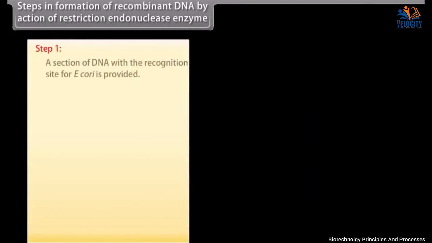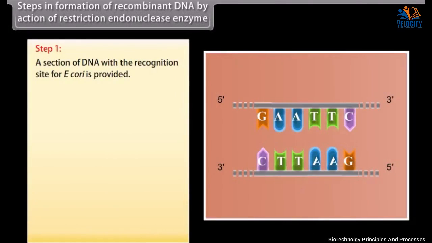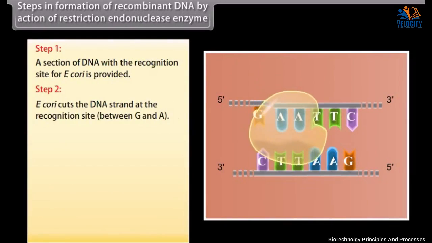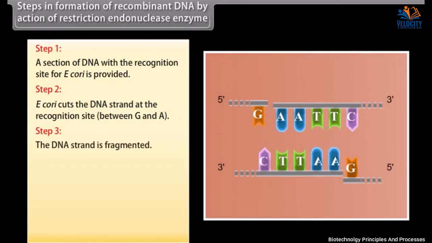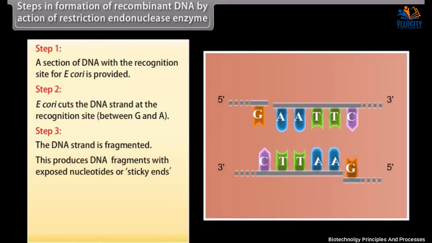Step 1. A section of DNA with a recognition site for E. coli is provided below. Step 2. E. coli cuts the DNA strand at the recognition site between G and A. Step 3. The DNA strand is fragmented. This produces DNA fragments with exposed nucleotides or sticky ends.